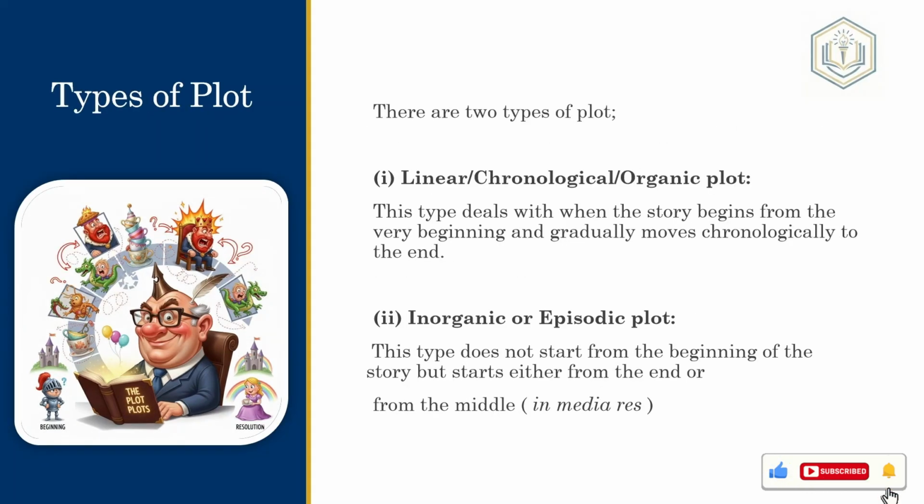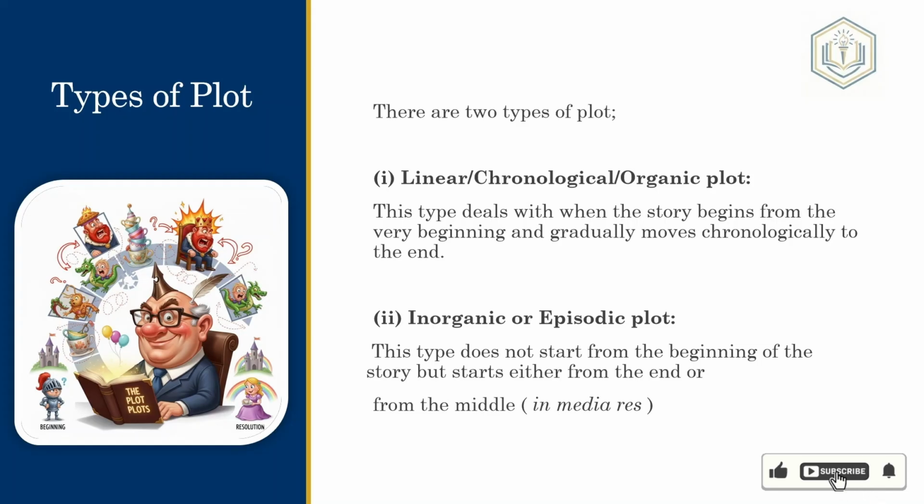Denouement. Inorganic or episodic plot. This is a type that doesn't start from the beginning of the story. It starts from either the end or from the middle. Now, the picture that is right at our left hand side again explains what an inorganic plot is.